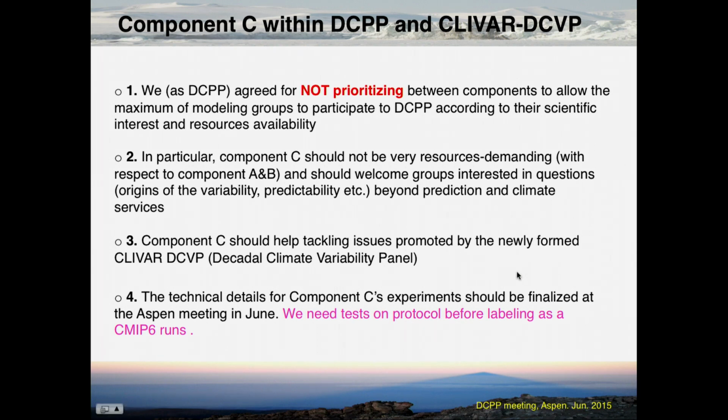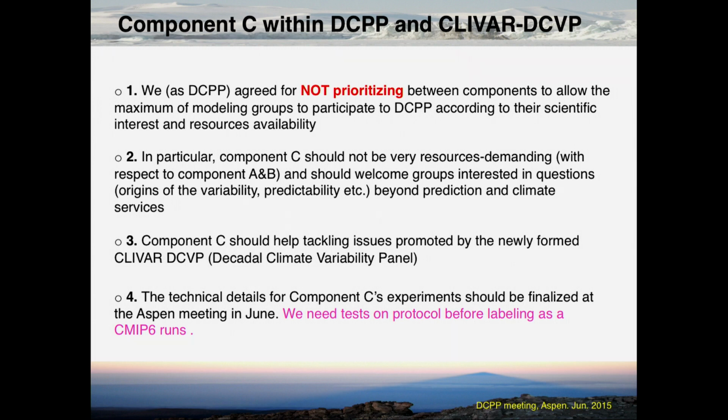Also, what we try to do is to have Component C help tackle issues that are promoted by the new panel set up by CLIVAR, which is the Decadal Climate Variability Panel, DCVP. This is a bit confusing. Johannan is going to talk about it later this week, but we want Component C to be part of this dynamics, starting with CLIVAR.